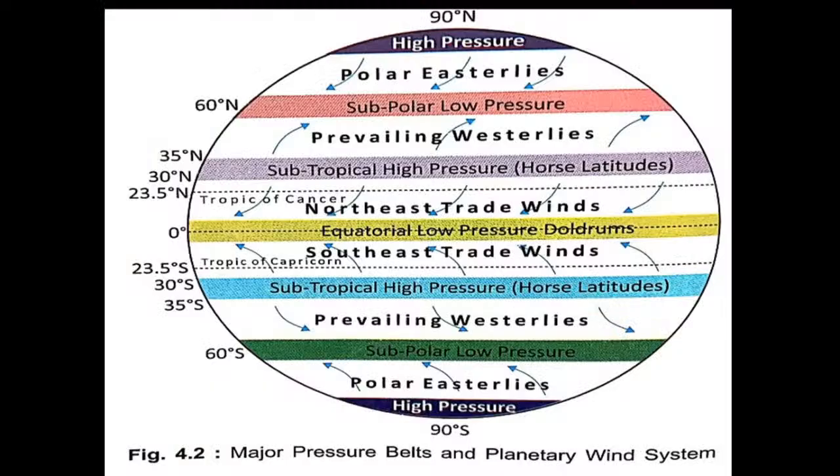Now, there are several major pressure belts. You would be knowing about the several pressure belts. In the image you can see a picture. There are the conditions of prevailing westerlies, southeast trade winds, northeast trade winds, and polar easterlies.